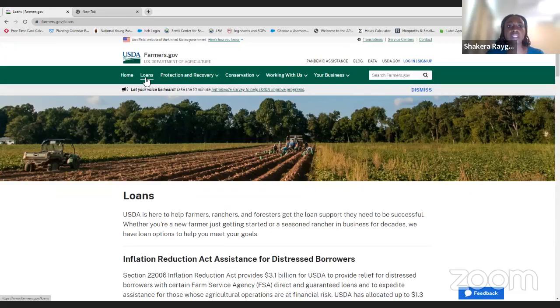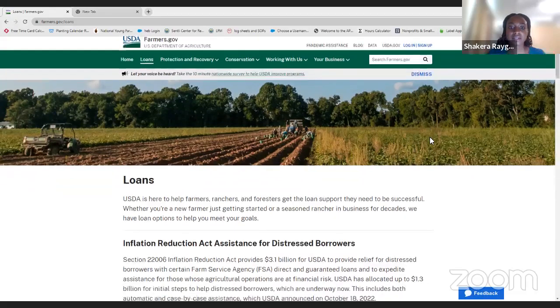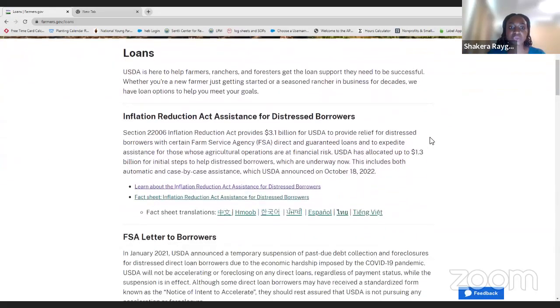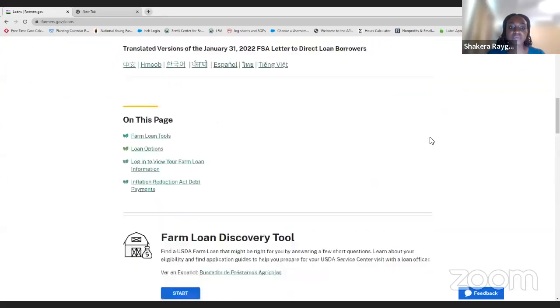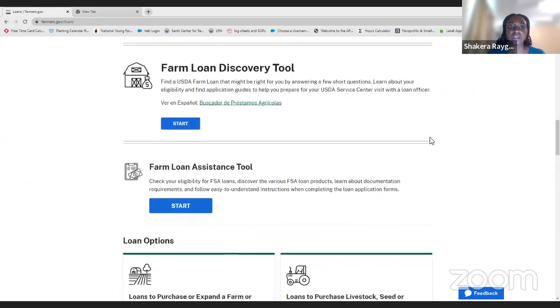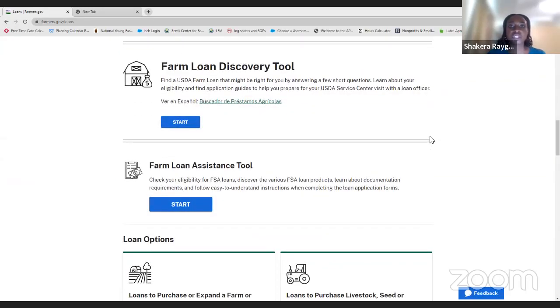So I always like to start at farmers.gov and go to the loans link. So we're already here, and this new tool is located at the bottom of the screen. So we're going to scroll down. So here we have the Farm Loan Discovery Tool. And note that it's also available in Spanish.